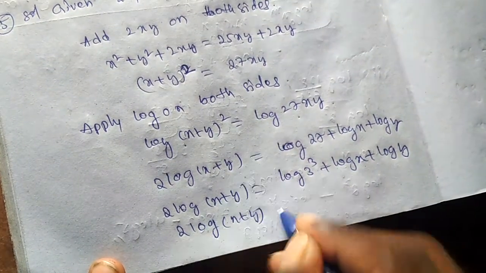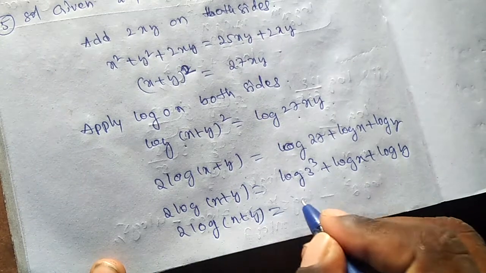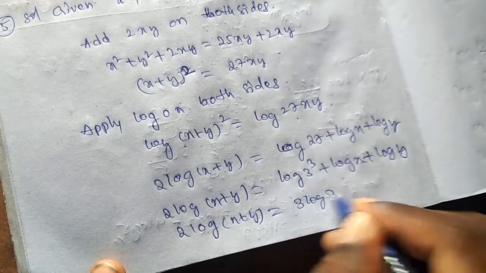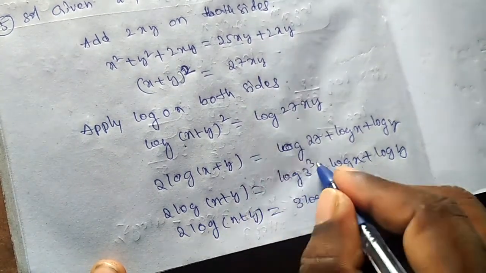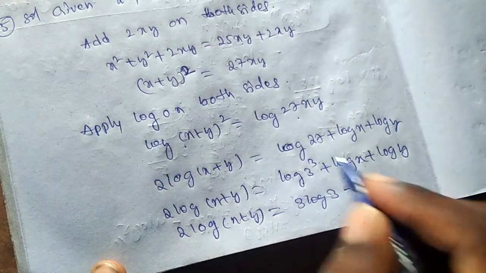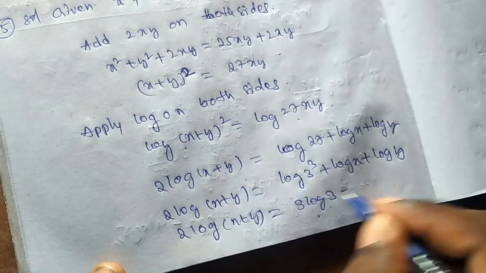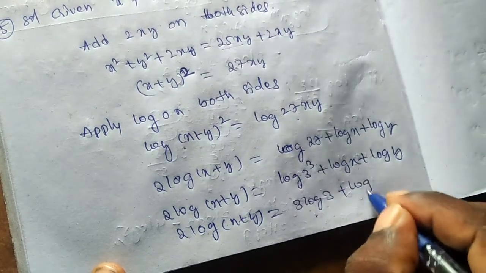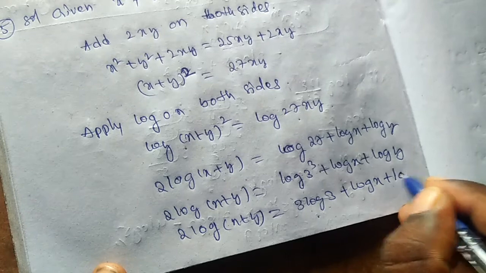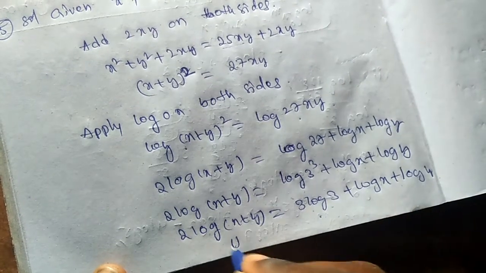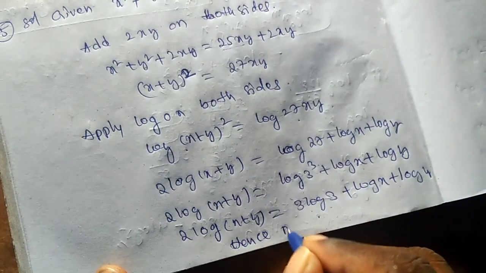So 2 log of x plus y is equal to 3 log 3. Why? Because it is the power, and log x to the power of m is equal to m log x. So I write 3 log 3 plus log x plus log y. Hence proved.